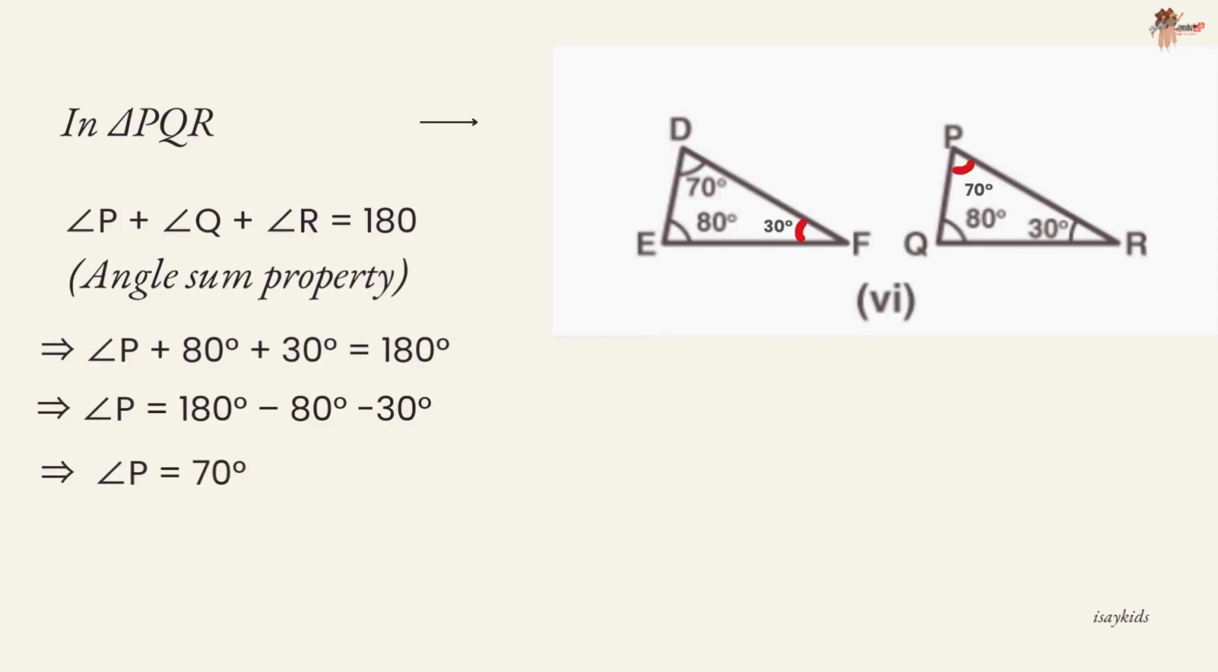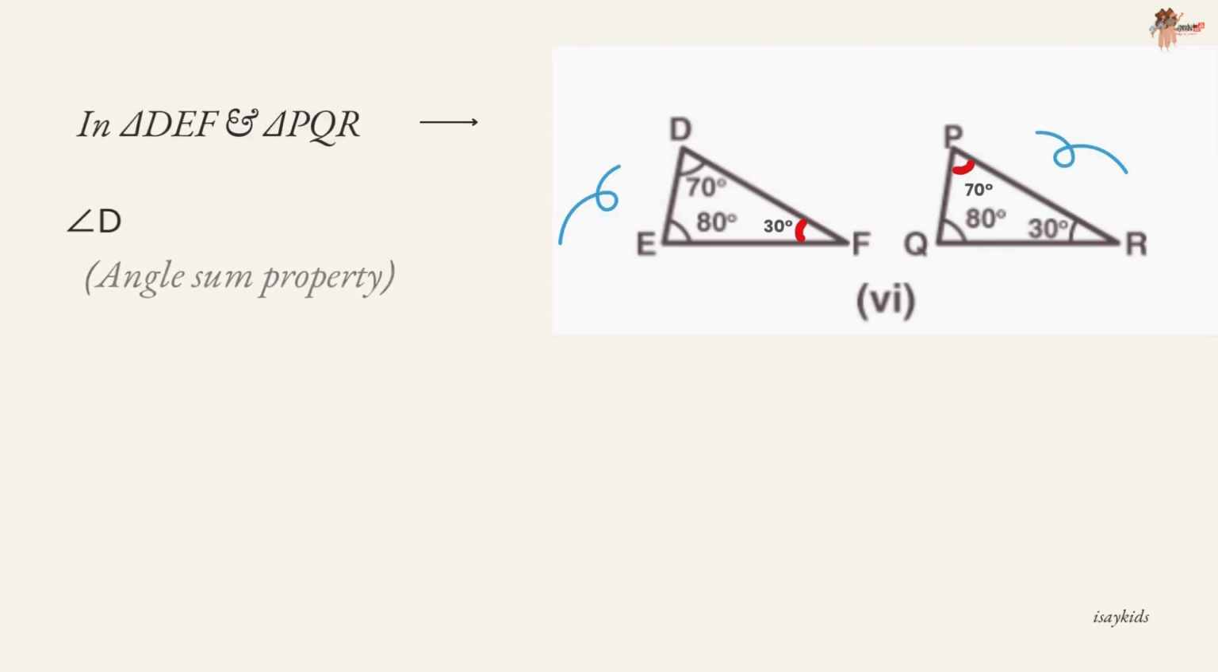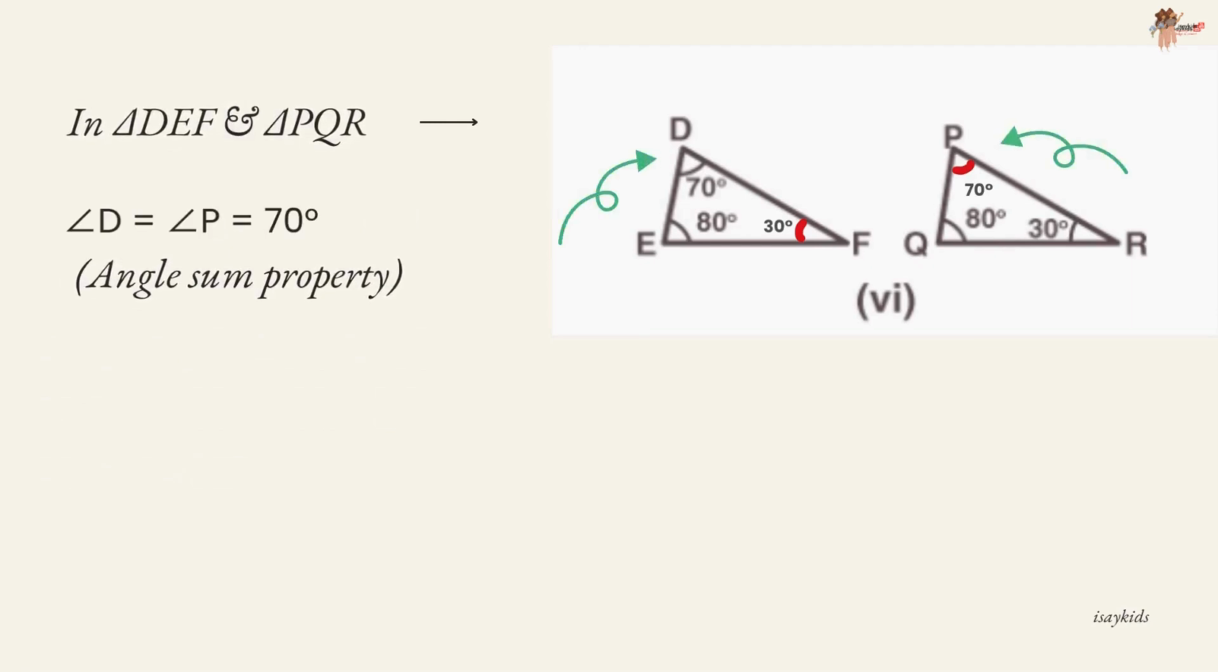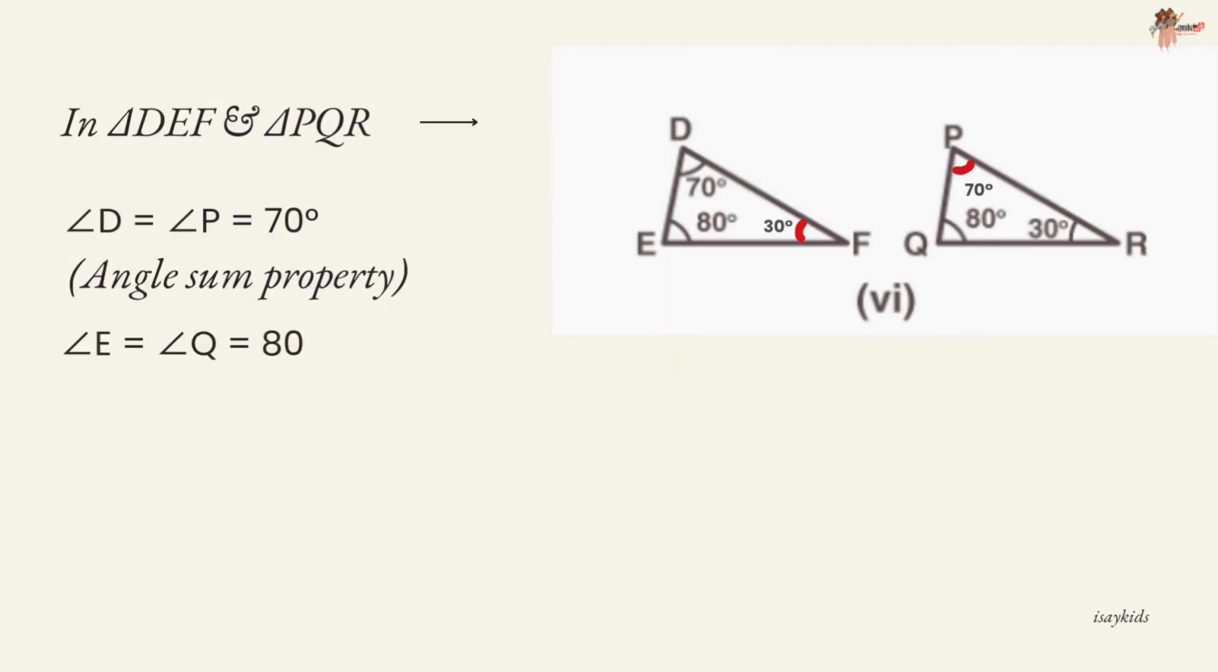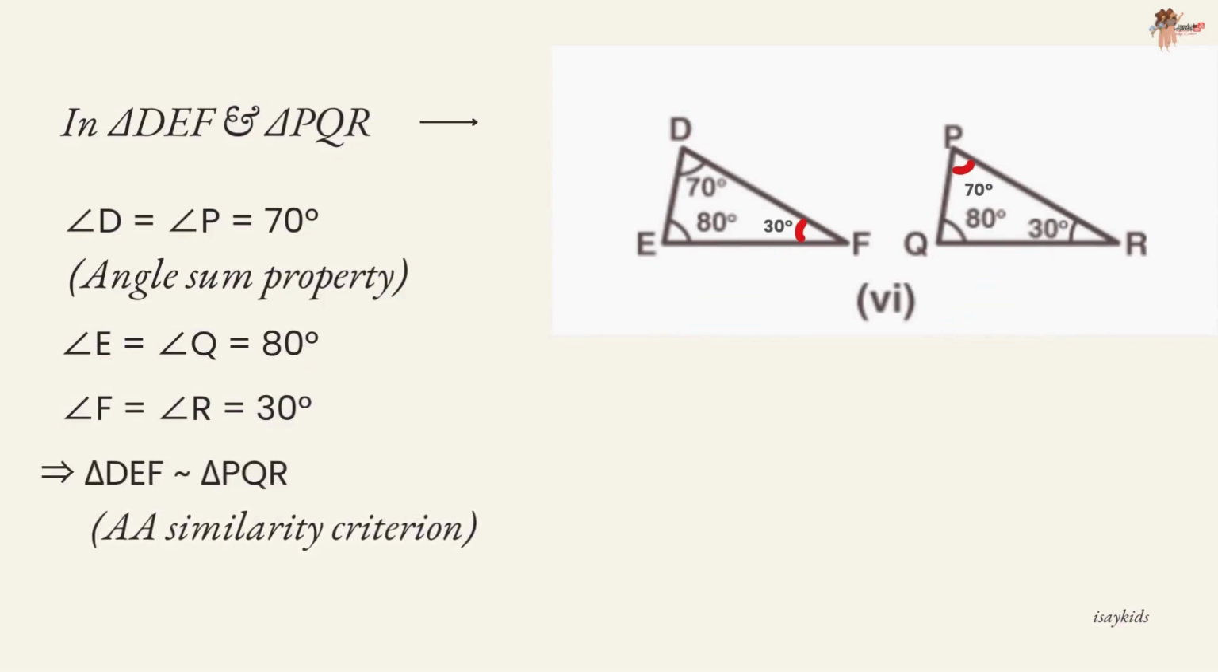Now comparing both the triangles, we have angle D is equal to angle P, both equal to 70 degrees. Angle E is equal to angle Q, both equal to 80 degrees. And angle F is equal to angle R, each equal to 30 degrees. Therefore, by AA similarity criteria, we have triangle DEF is similar to triangle PQR.